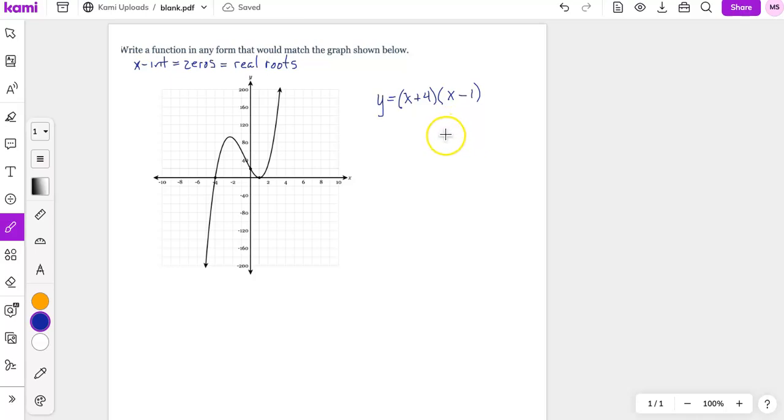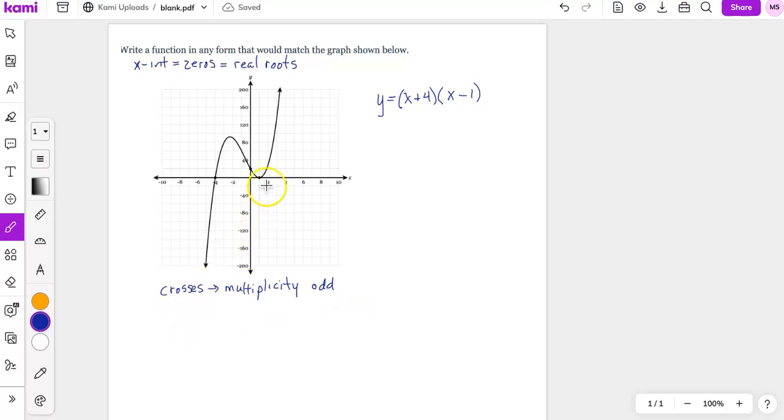Now the next thing you have to do is look at the multiplicity of each of the factors. You'll notice at -4 that the graph is crossing through the x-axis. Since it crosses, it has an odd multiplicity. What that means is the exponent on the factor is odd. So it could be 1, it could be 3, it could be 5. We just stick with 1. That's the easiest thing to do.